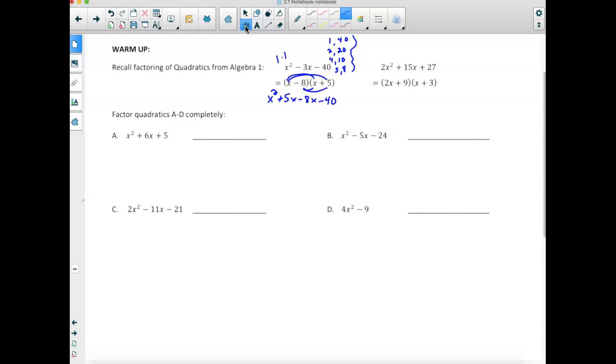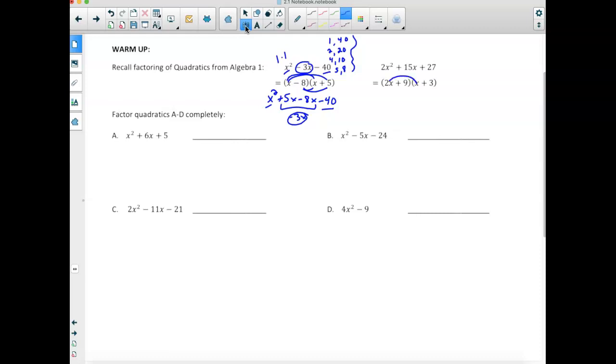When I combine my like terms, there's my first term, there's my last term. These two right here, 5x minus 8x gives me negative 3x. That matched my middle term. That means I'm right. The main thing is just check the middle term, because we can quickly check if this is factored right.